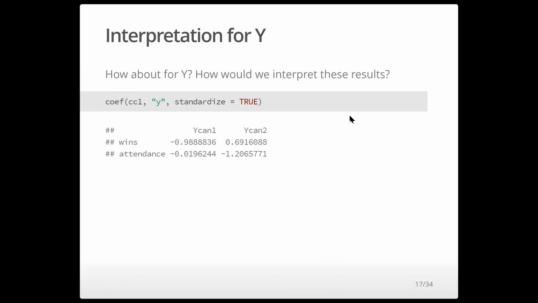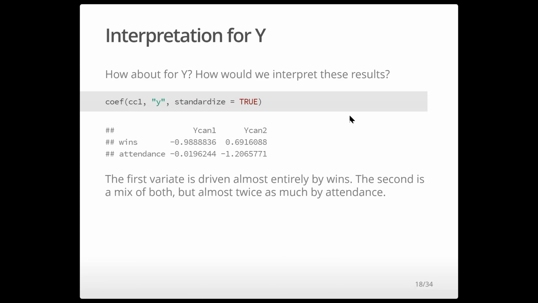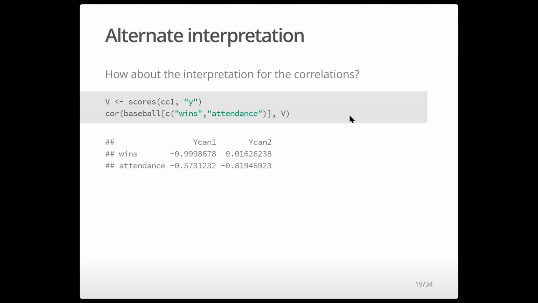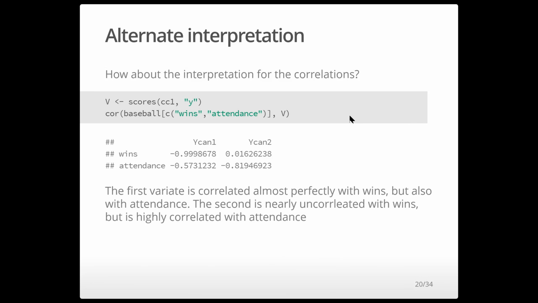So for Y, here are the standardized coefficients for the canonical variates. And so the first variate is driven almost entirely by wins, almost not at all by attendance. The second is a mix of both, but almost twice as much by attendance as wins. So for the correlations, here are the correlations between the original variables and the Y variates. So the first variate is correlated almost perfectly with wins, but also with attendance, but not by as much.